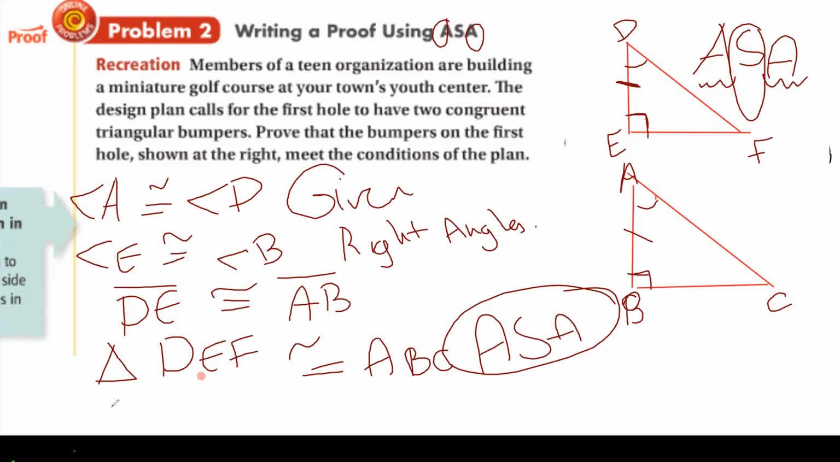Here I have two triangles. I want to prove, writing the proof for ASA. How can I write the proof for ASA? I need two angles and one side between them. If these two angles are congruent with the side between them, I can say that these two triangles are congruent.